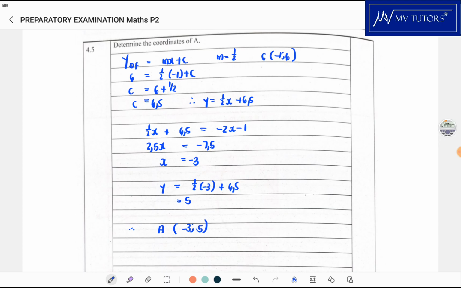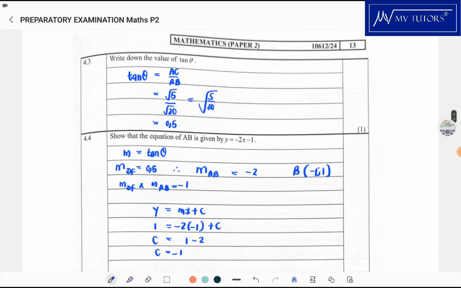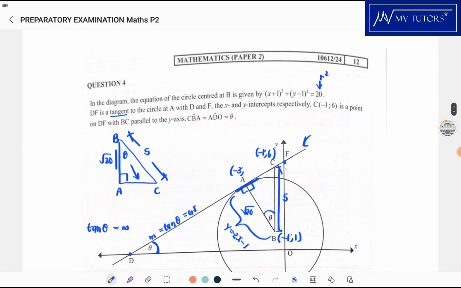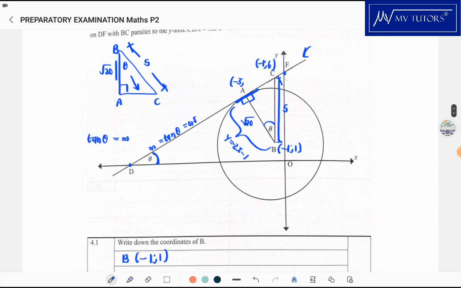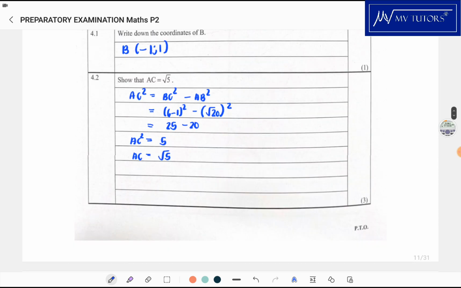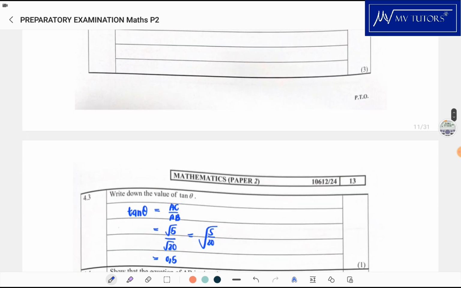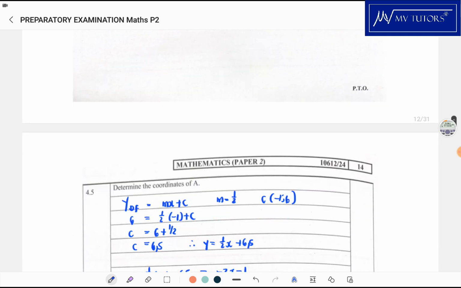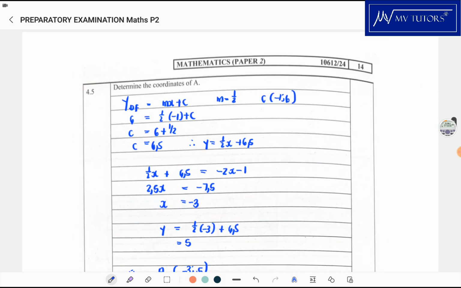If you go and you look, C is at a y value of 6, so A has to be below that, so it does make sense. Okay, so there we have it. We have determined the coordinates of A.